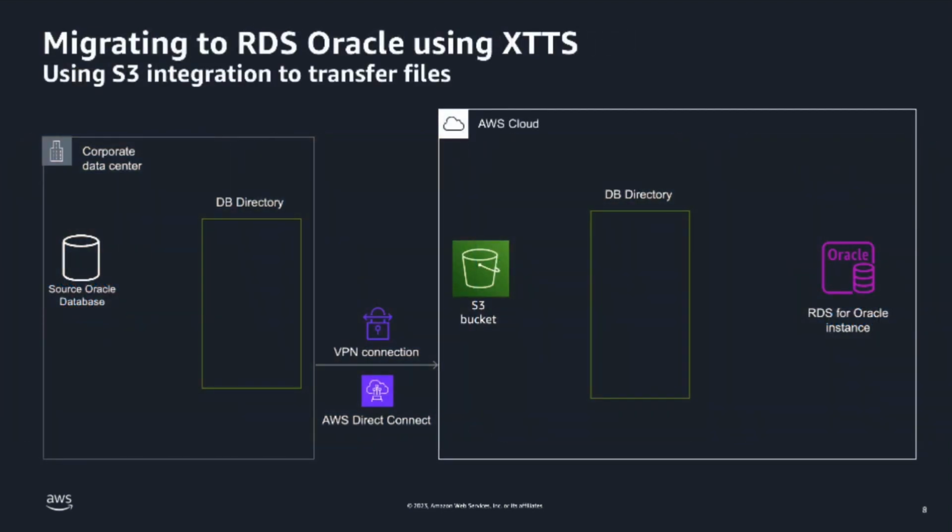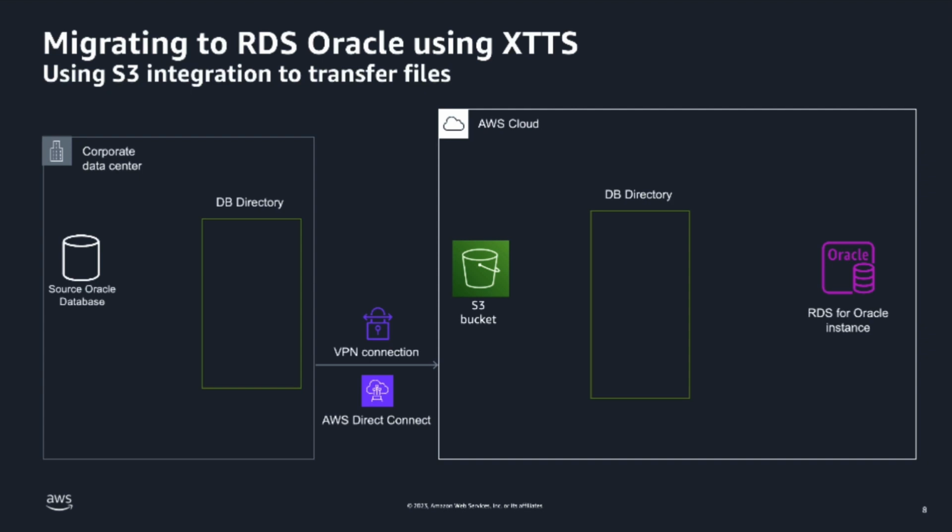As discussed earlier, there are two methods to transfer files from the source Oracle database to RDS Oracle. First, S3, second, EFS. In this slide, we discuss XTTS migration using S3 integration for RDS Oracle. You can enable the S3 integration option in a custom option group and modify the RDS Oracle instance to use this option group. This allows your RDS Oracle instance to access files on an S3 bucket.